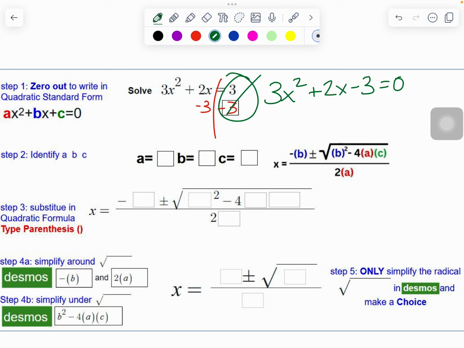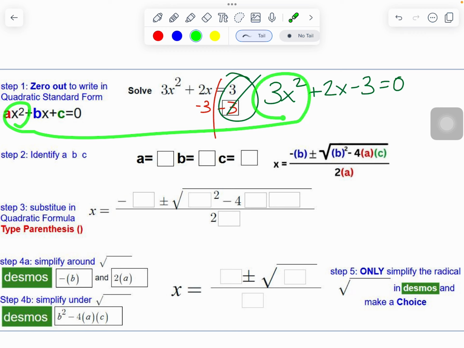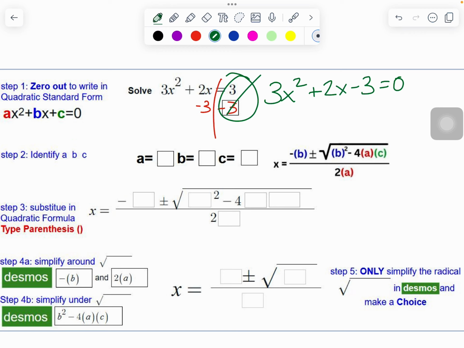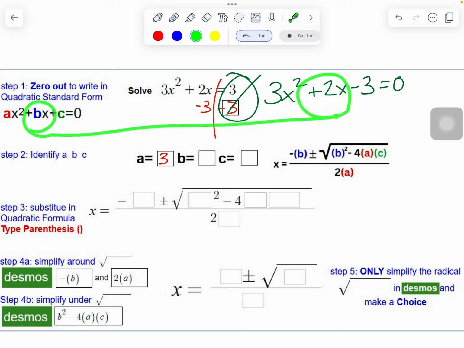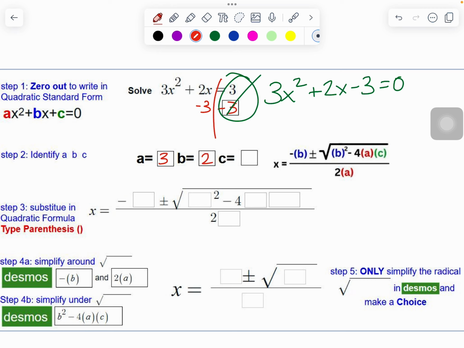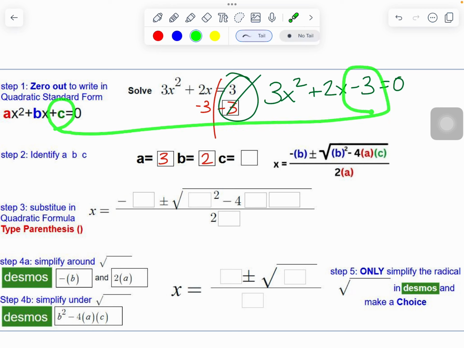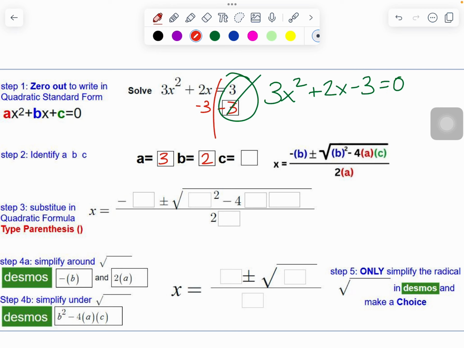All right, so from there we can find our a, b, and c. Again, a is the number in front of x squared, so that number is 3. So I'm going to put a 3 here. B is the number in front of x, so that is a positive 2. And C is my constant at the end before the equal sign, and I got a negative 3. Make sure you include that negative sign.